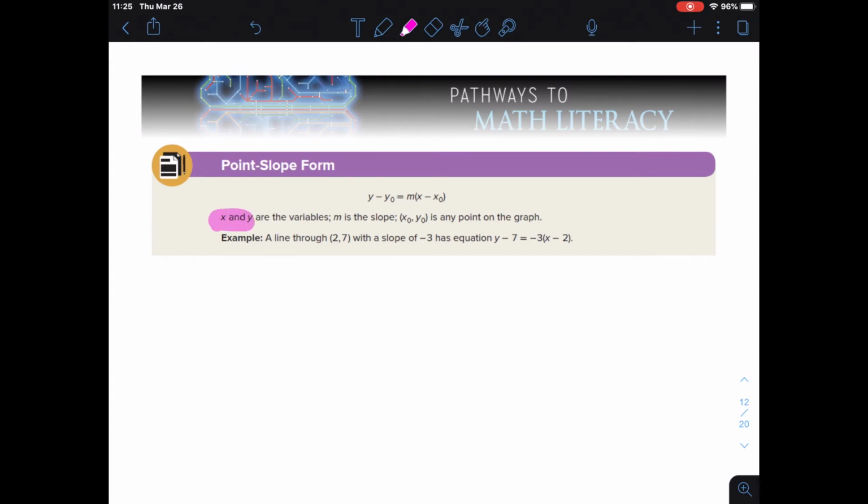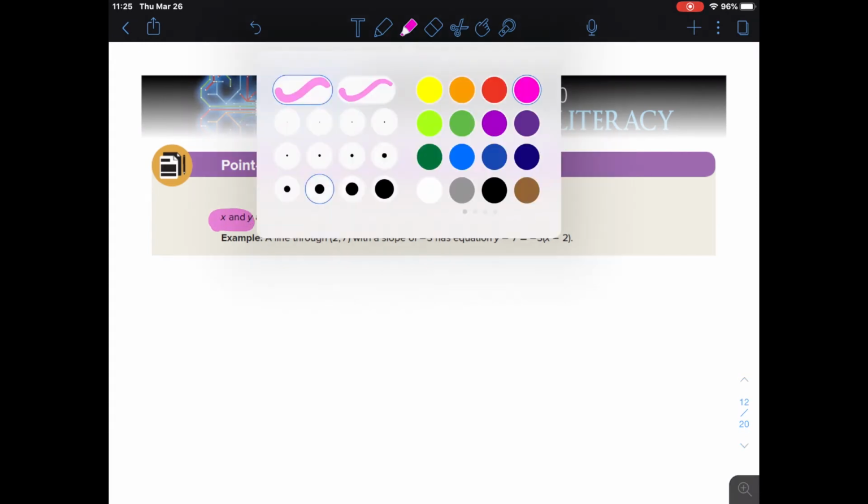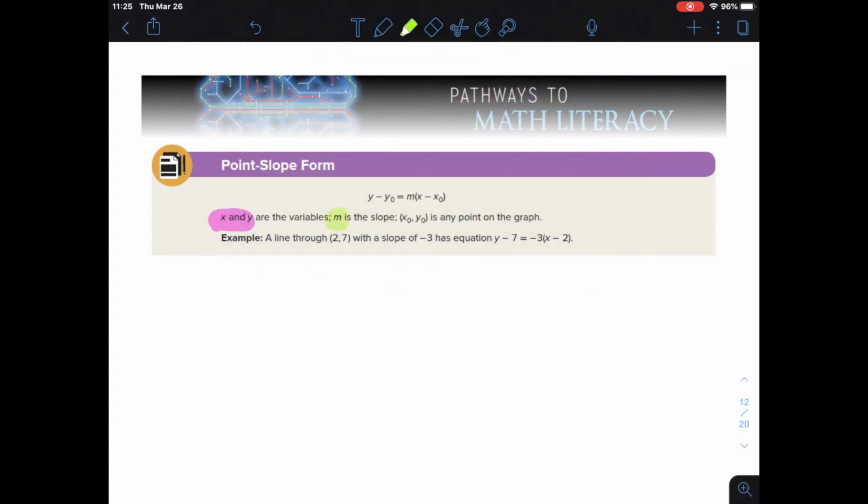X and y are always going to be variables. M is our slope, and then this point x naught, y naught is just some point on the graph, okay? So you're going to take y and you're going to subtract the y coordinate of the point. That will equal the slope times x minus the x coordinate of the point.